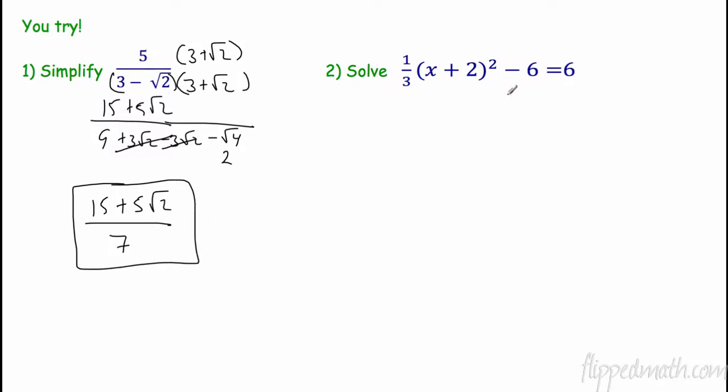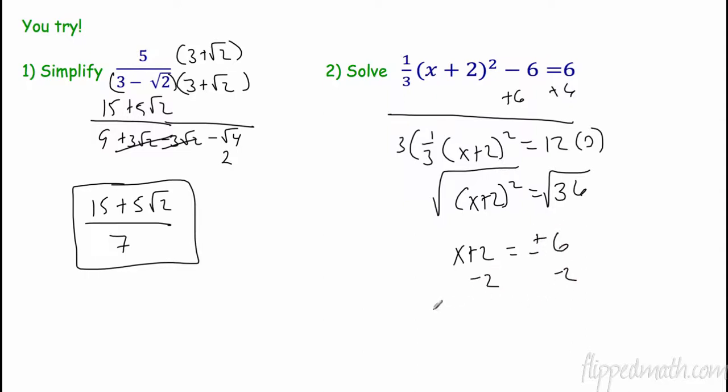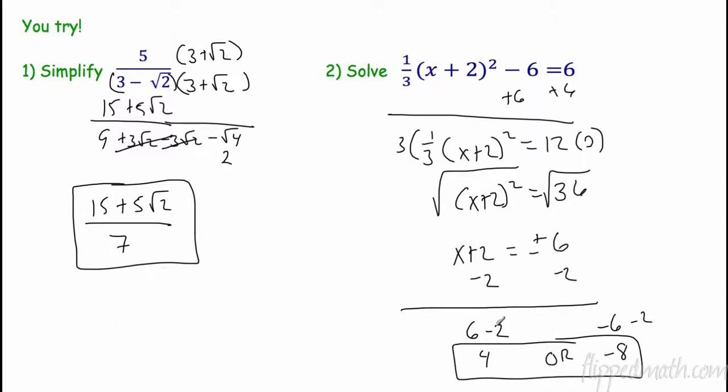Over here, I'm going to add 6 to both sides. So 1/3 times the quantity x plus 2 squared equals 12. Multiply by the reciprocal, multiply by 3. X plus 2 squared equals 36. Take the square root. X plus 2 equals plus or minus 6. And then subtract 2. So in this case, we really can combine these. So I have 6 minus 2 is 4. Or I have negative 6 minus 2 is negative 8. And that time we got rid of all our radicals.